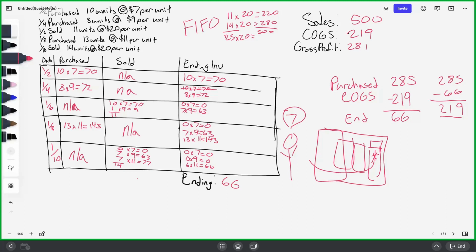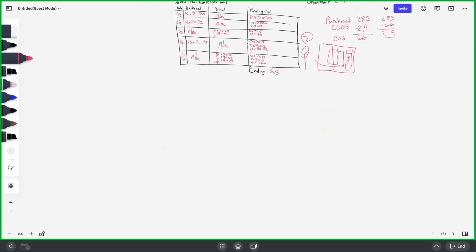So is it 70 per item? No, it's 7 per unit. So every unit that we purchased... this is all the product I want. I want 10 units, each one costing $7. When I add them all together, that's how I get my 70.